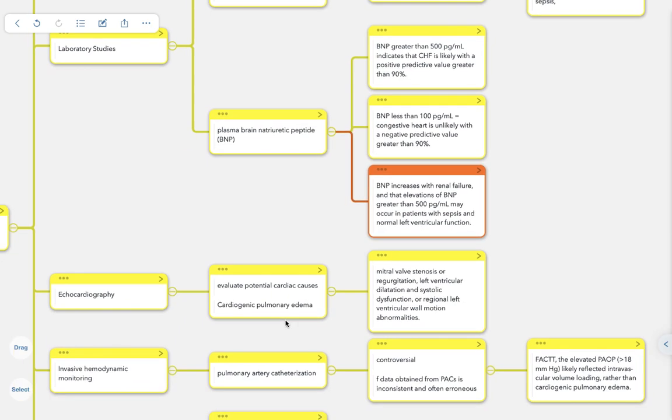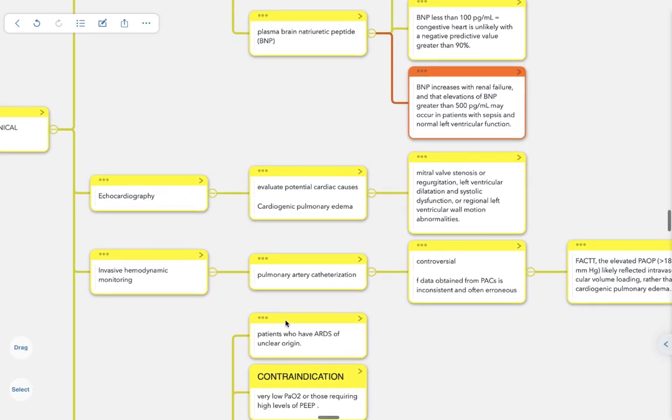Then coming to echocardiography. Now, echo is generally done to evaluate potential cardiac causes, right? So, cardiogenic pulmonary edema is basically ruled out. The findings which suggest cardiogenic pulmonary edema include mitral valve stenosis or regurgitation, left ventricular dilatation and systolic dysfunction, or regional left ventricular wall motion abnormalities.